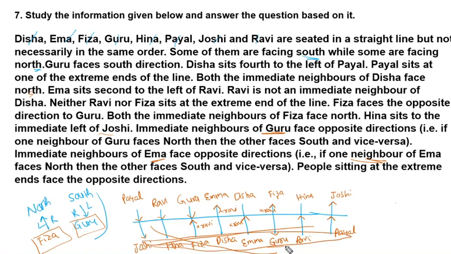So let's go ahead with respect to this possibility. Already we know that both the immediate neighbors of Fiza are facing north. Fiza's immediate neighbors are Disha and Hina, so these both are facing north direction. So I think I have got all the persons' directions also. Check once: 1, 2, 3, 4, 5, 6, 7, 8. Yes, exact. So this is my exact answer with respect to the possibility that we have got for these kinds of questions.